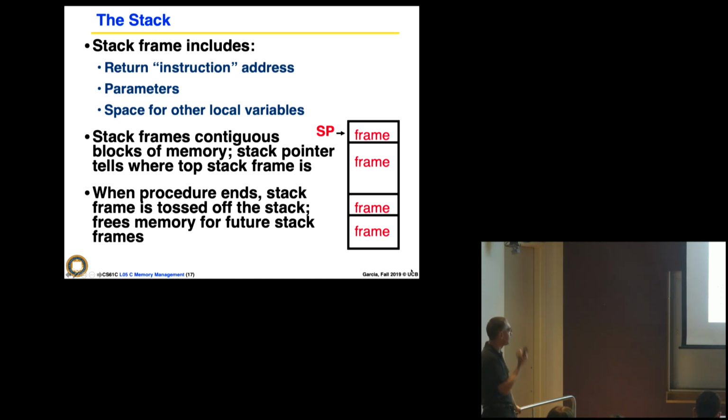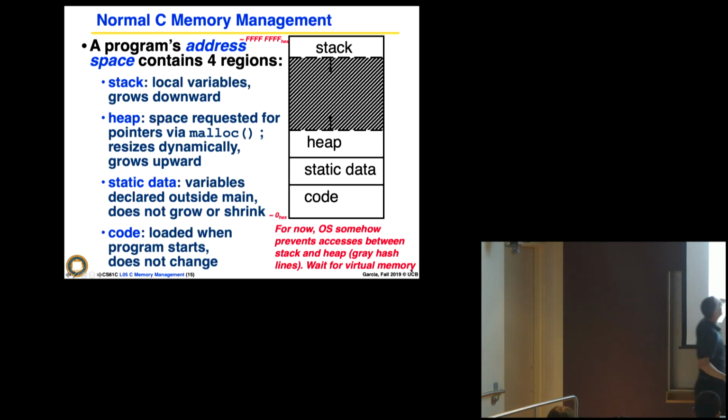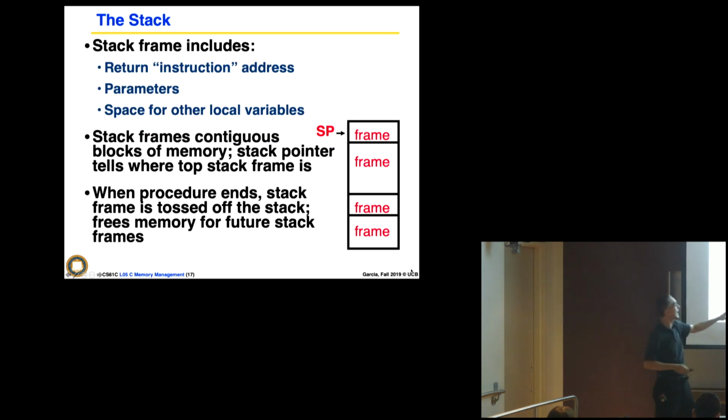All local variables. The stack frame is contiguous blocks of memory. There are no gaps here. Folks, this stack is contiguous. All those frames are solid, no gaps. There might be gaps in here, we'll talk about that in a second, okay? No gaps. When it ends, the frame is tossed off.